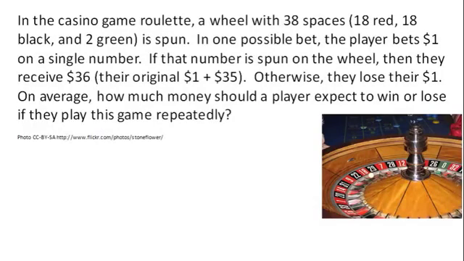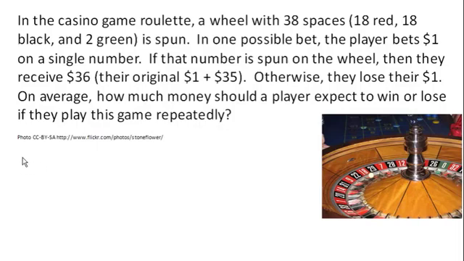So in the game roulette, a wheel with 38 spaces, 18 red, 18 black, and 2 green, is spun. In one of the possible bets, a player bets $1 on a single number. If that number is spun on the wheel, then they receive $36, their original dollar plus 35 additional. Otherwise, they lose their dollar. So on average, how much money should a player expect to win or lose if they play this game repeatedly?